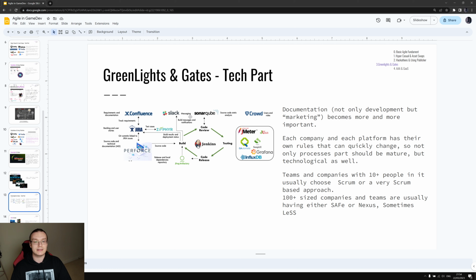And the very important thing I would like to stress here is that the documentation, and not only the development but also marketing documentation, becomes more and more important, because you need to understand and check what exactly your promises were, what exactly was in your roadmap that you told your players yes, we will deliver it, how you decided to do it, what was the reason why you decided to do it, and do you need to update something in the future?